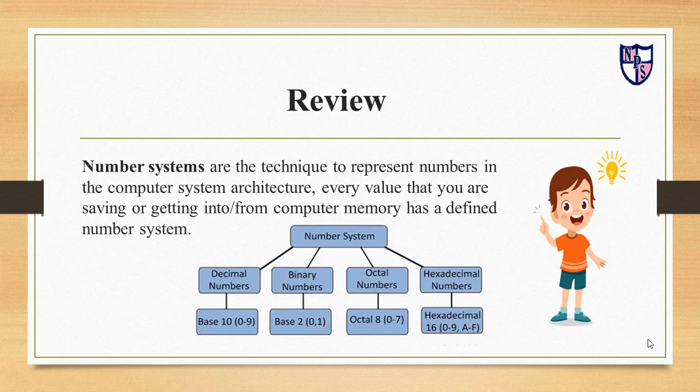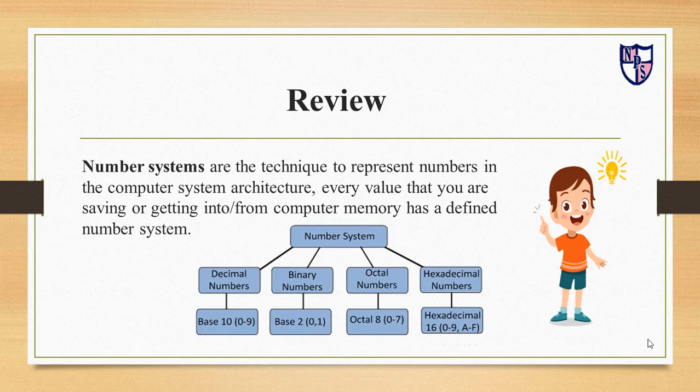And number 3 is the octal number system. Octal number system has only 8 digits from 0 to 7. Every number is represented with 0, 1, 2, 3, 4, 5, 6 and 7 in this number system. The base of octal number system is 8 because it has only 8 digits.